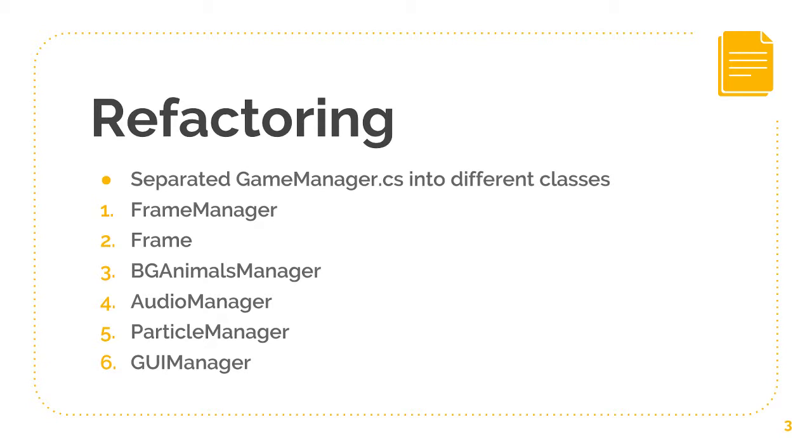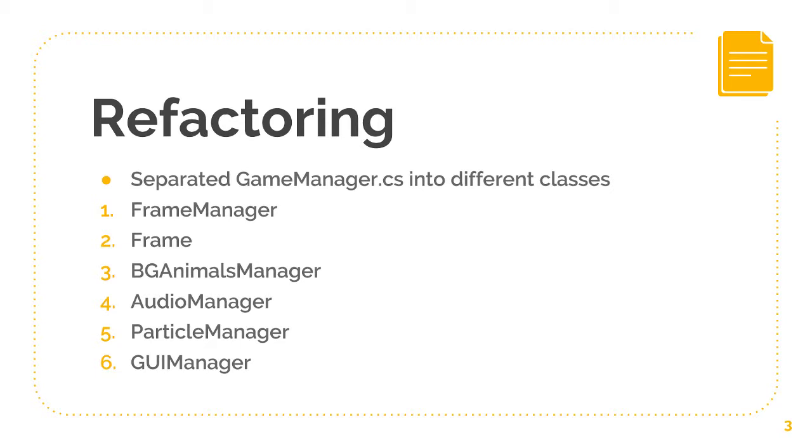game into different classes. Firstly, there's a frame manager which is responsible for instantiating the frames at the start of the game, updating the left neighboring frames of each frame that is being instantiated, and also checking when a frame should be respawned, as well as carrying out respawning processes. Secondly is the frame class, which is applied to every frame prefab, and it's responsible for moving the frame, rotating the sprites within the frame, as well as randomizing the animal sprites whenever it is needed to be randomized.